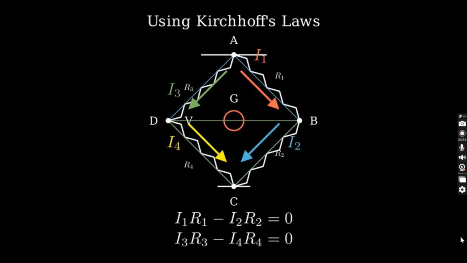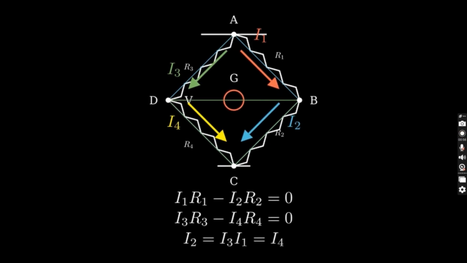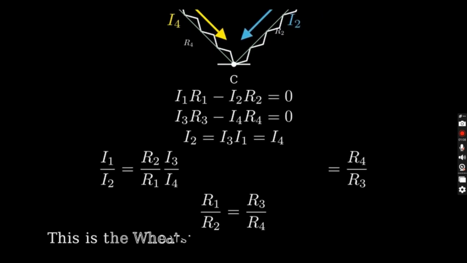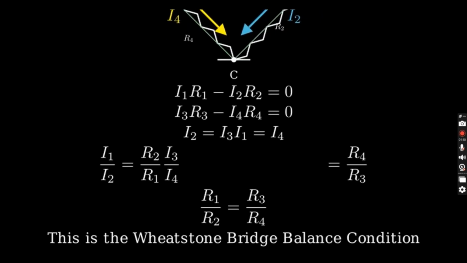When the bridge is balanced, the current through the galvanometer is 0. This means I2 equals I3 and I1 equals I4. Let's substitute these conditions into our equations. Since I2 equals I3 and I1 equals I4, we can conclude that R1 over R2 equals R3 over R4. This is the balance condition for a Wheatstone bridge.